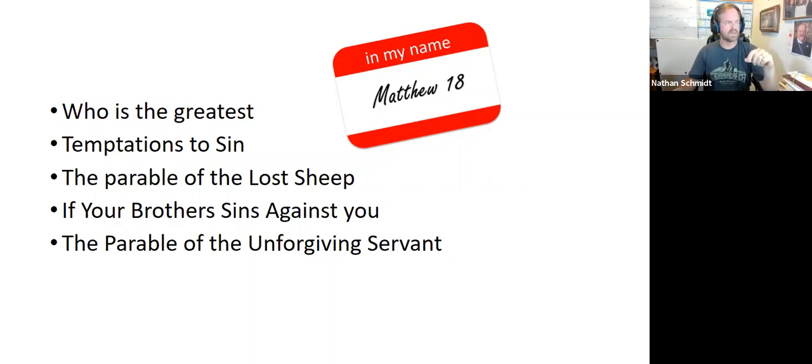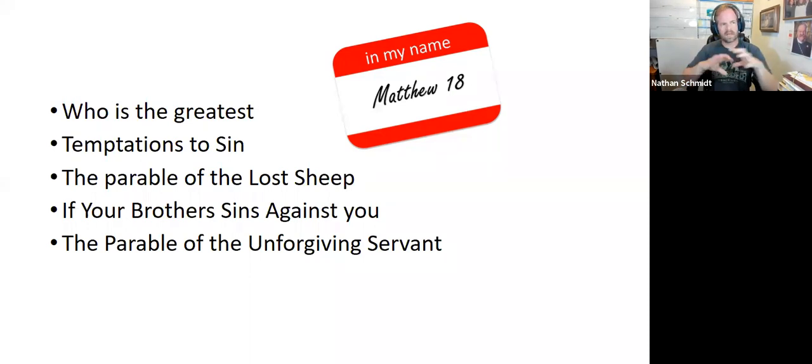And going over that little section. Then he talks about the temptations to sin, the parable of the lost sheep, which we all know pretty well. It's your brother sins against you, what to do in those situations, and the parable of the unforgiving servant. So a lot of issues with sin, a lot of law in this whole section.